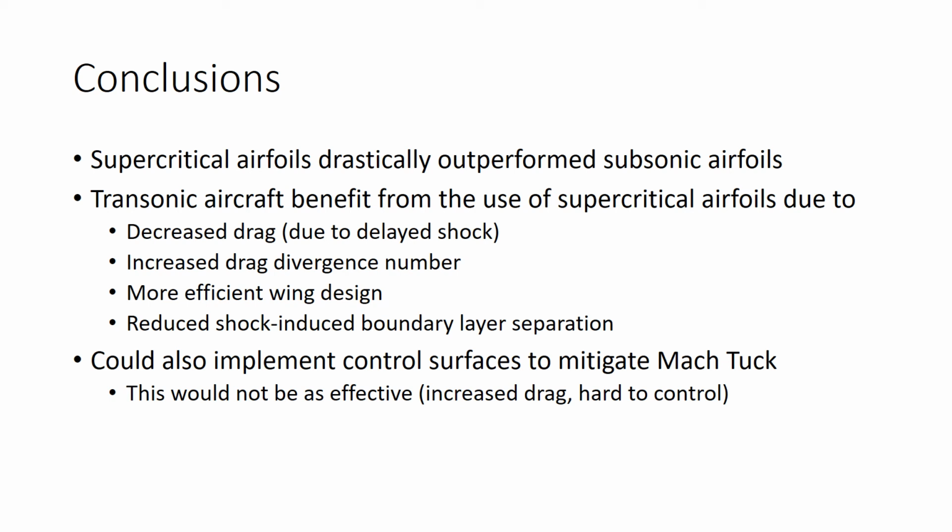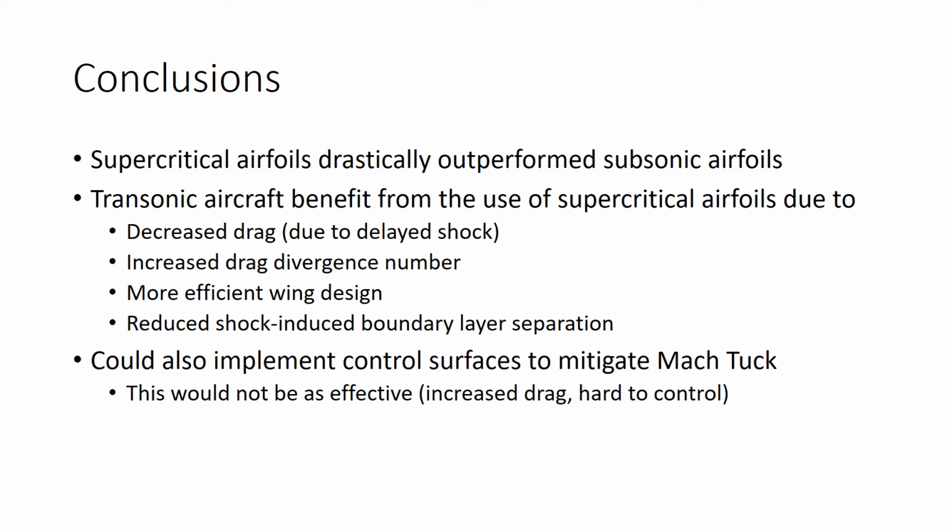But transonic aircraft also benefit from the use of supercritical airfoils due to decreased drag, since we're moving the shock wave to the trailing edge of the wing, and an increased drag divergence number. Structurally, we can have a more efficient wing design with a thicker leading edge. We can also reduce the shock-induced boundary layer separation.